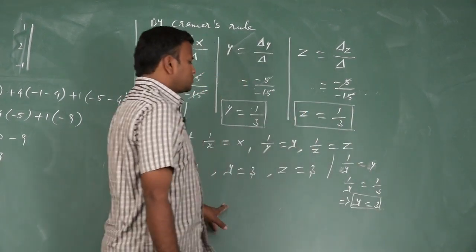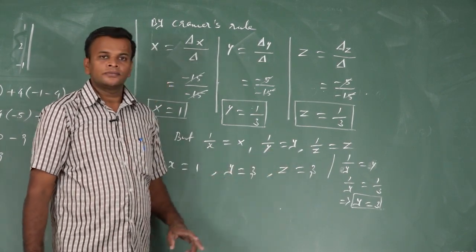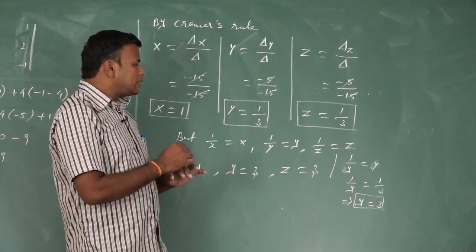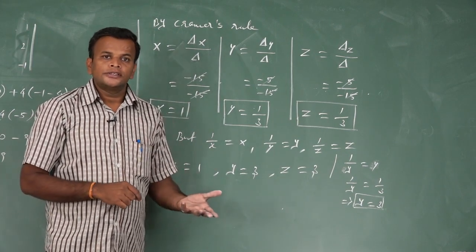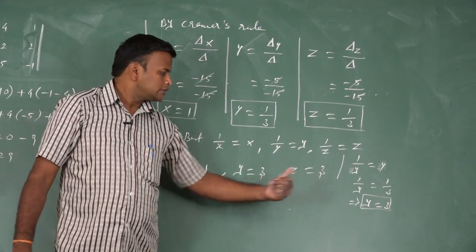No need for this step; we can directly write the answer. I showed how to get the value y is equal to 3. Actually, the reciprocal of capital Y is nothing but small y. Therefore, the solutions are x is equal to 1, y is equal to 3 and z is equal to 3.